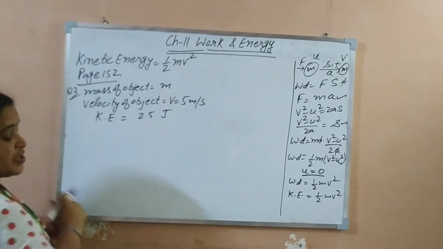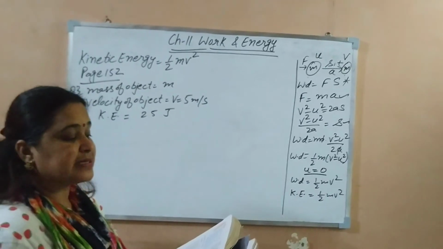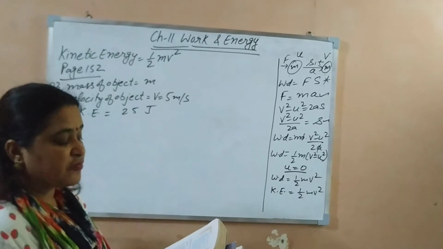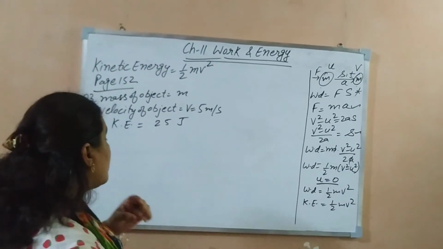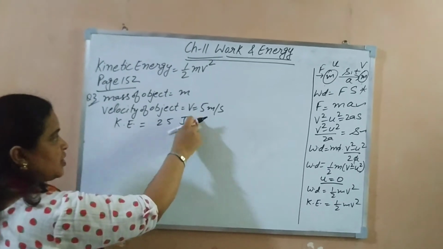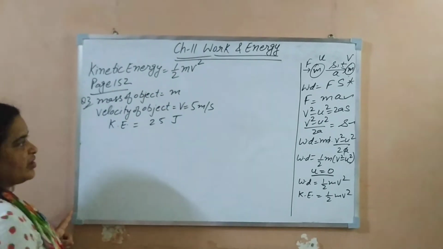And what is the question he is asking? He is asking, what will be its kinetic energy when velocity is doubled, and what will be its kinetic energy when velocity is increased by 3 times. What does it mean? He is asking whenever there is a change in velocity, does kinetic energy change for the same object? We have to find out.